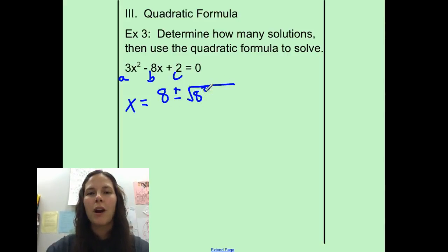I always drop the negative sign on the b if there is one, because once you square it, it becomes positive, and the negative sign might cause an error in your work. So just get rid of it. Minus 4 times a times c. All over, make sure that fraction bar goes all the way in front of that first term and not just under the square root. 2 times a.